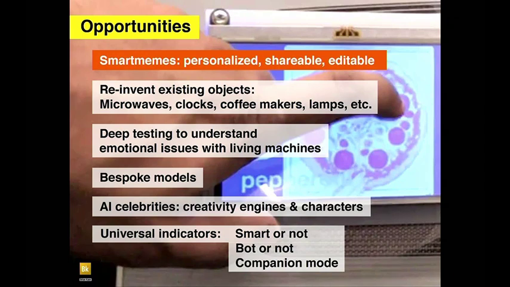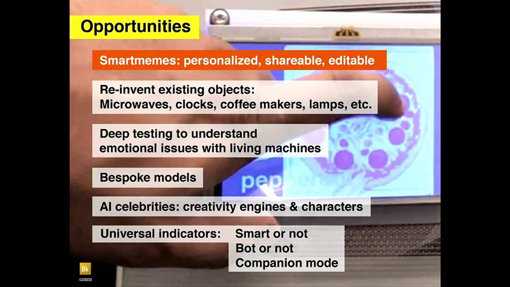Bespoke models, I'll skip over that for now, but there are opportunities for people to create AI models based upon their very specific local knowledge, as opposed to something that's huge. AI celebrities are coming along the way. The first AI painting just sold for, I think, like $500,000 at auction. And then there's a need for all sorts of universal indicators that haven't been invented yet.